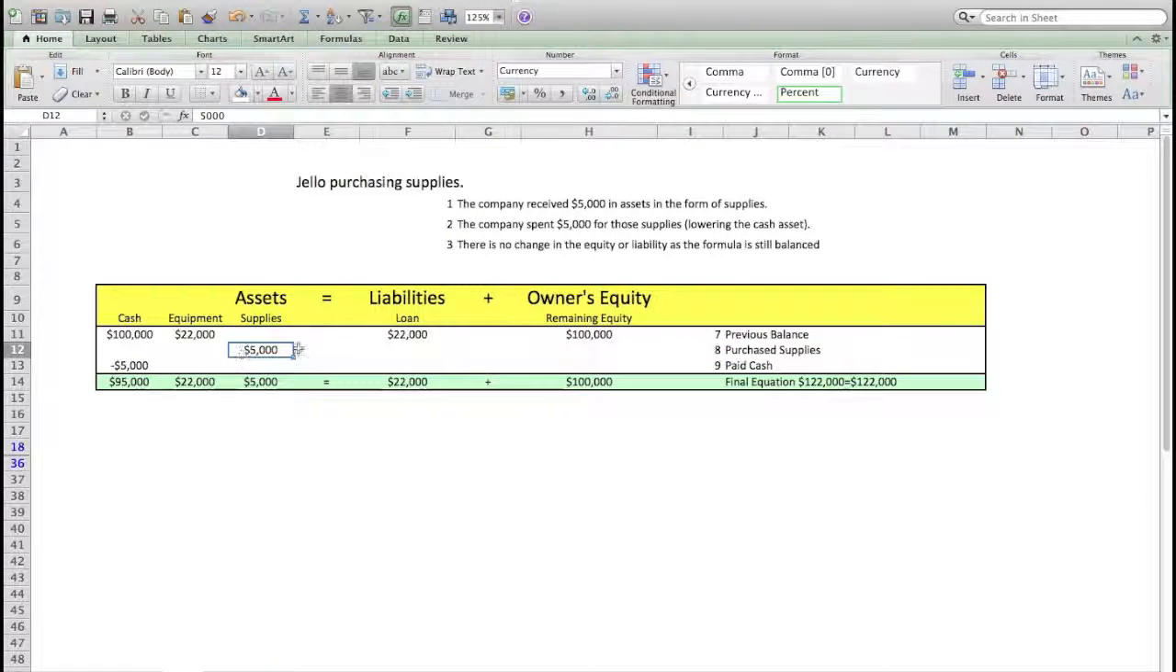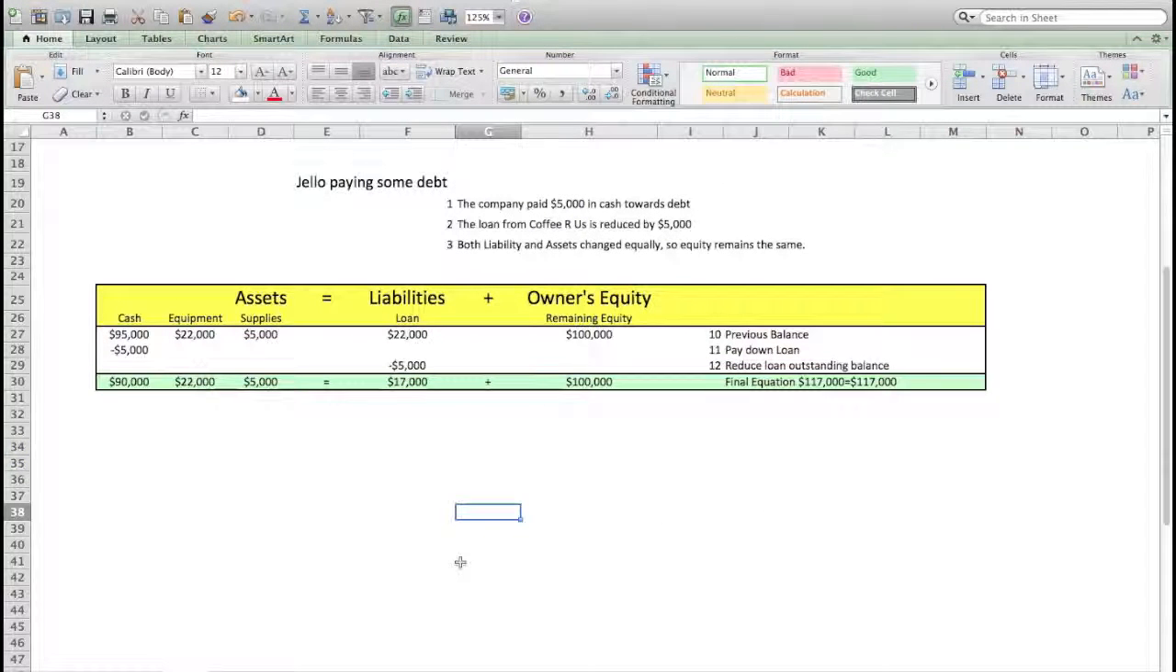In order to pay for this $5,000 in supplies, we're not going to loan. We're going to take it out of cash. So in the end, the assets balance out by themselves. We take $5,000 out of cash to drop it to $95,000, but we add $5,000 in supplies. It means we do not have to make any sort of adjusting entry for the liabilities. There's no increase in loans, and the equity is not affected. The final equation is still $122,000 worth of assets to $122,000 worth of liability and equity.